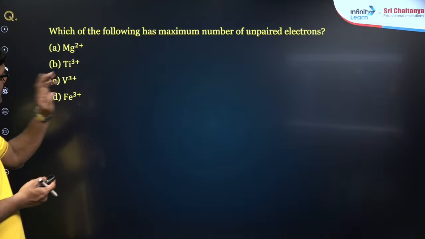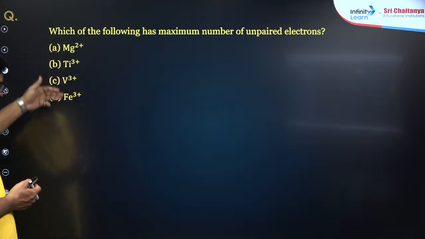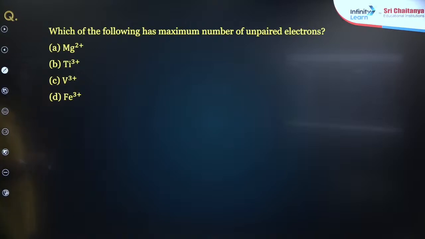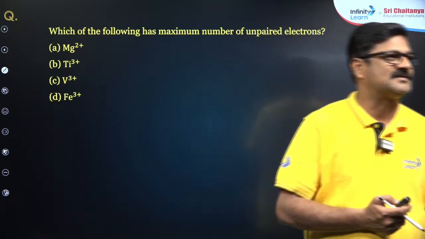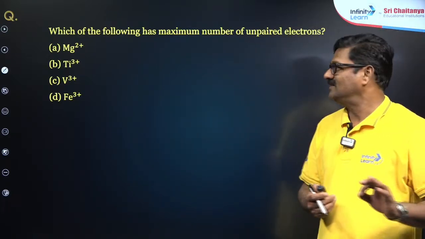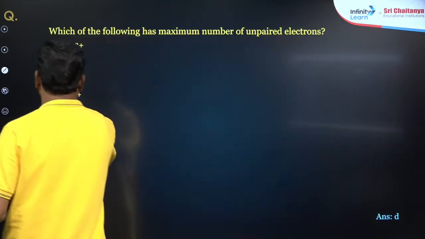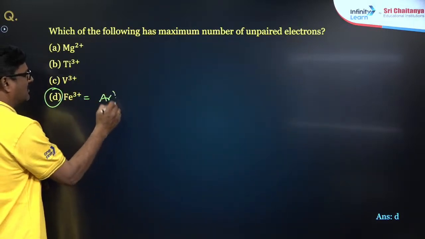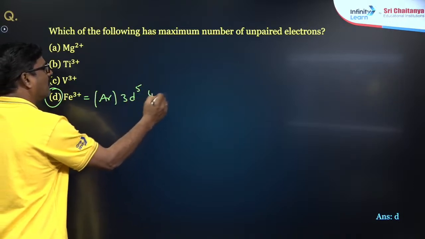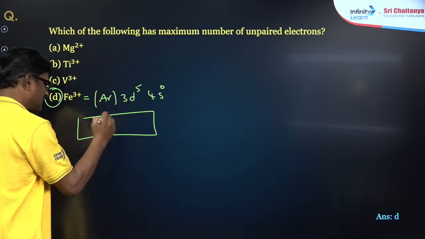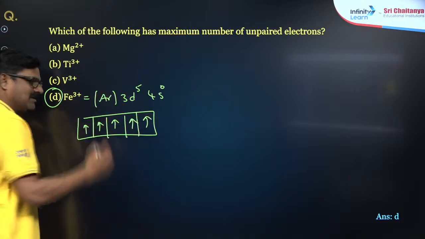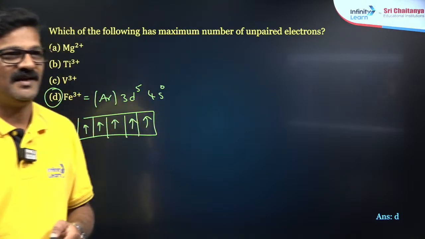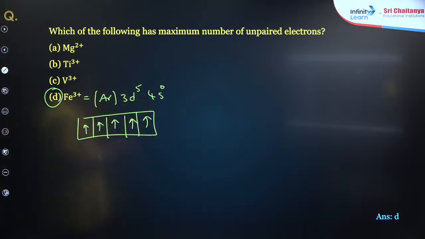Now, which of the following has a maximum number of unpaired electrons? You have to write the electronic configuration of everything, and then give the answer. Typical models we are discussing. Okay, your answer is going to be D. Iron 3 plus is going to be argon 3d5 4s0. 3d5 means first electron, second electron, third electron, fourth electron, fifth electron. Okay.